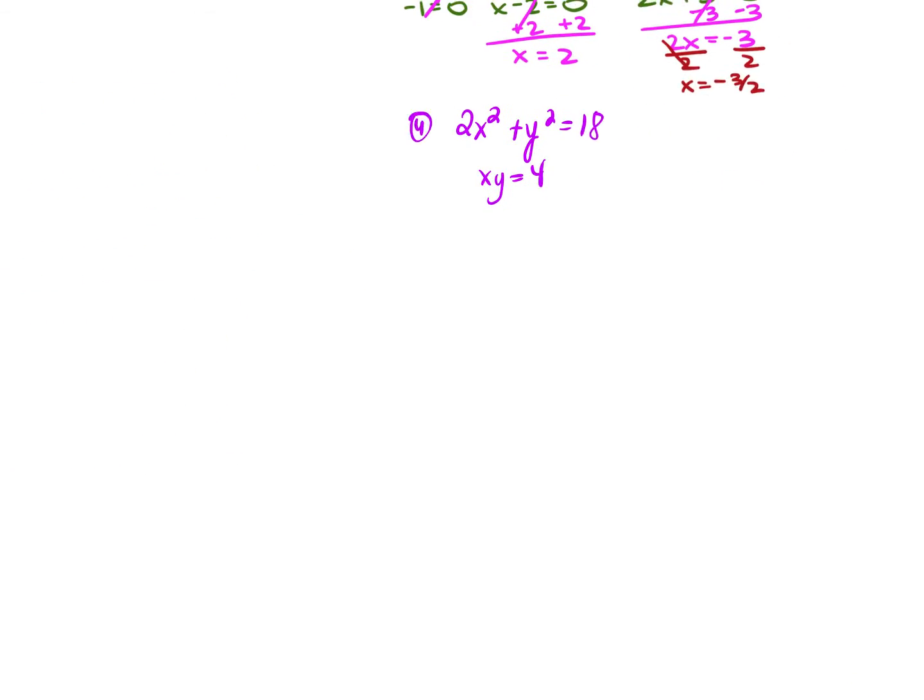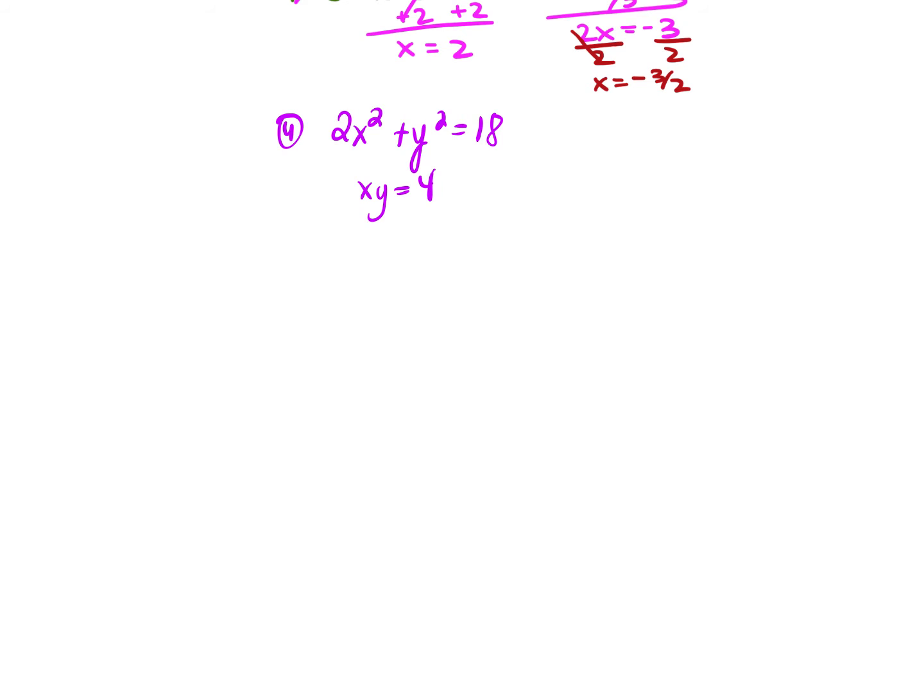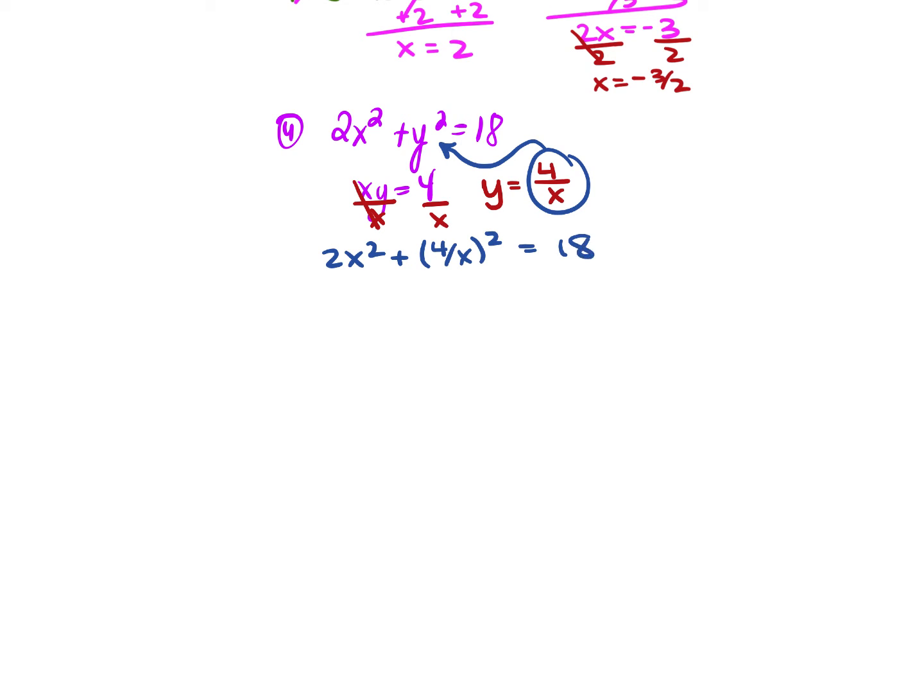For number 4, we have 2x squared plus y squared is equal to 18, as well as xy is equal to 4. If we're going to solve for one of these variables, I would use the bottom equation and solve for either the x or the y. I'm going to solve for y and just divide each side by that x. So I get that y is equal to 4 over x. I'm going to plug that in to where y is into that first equation. So this gives us 2x squared plus (4 over x) squared is equal to 18.